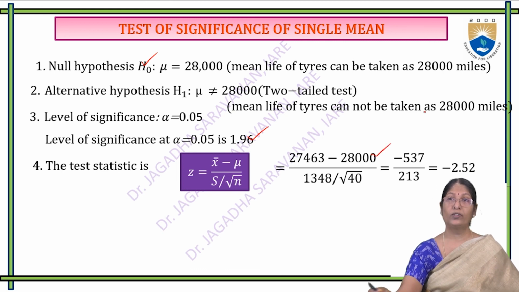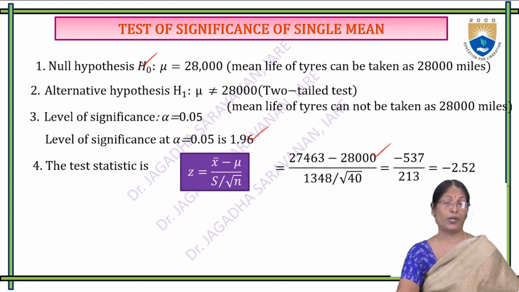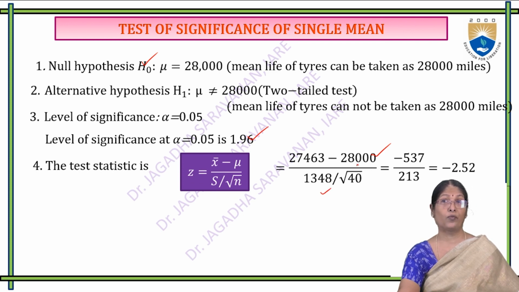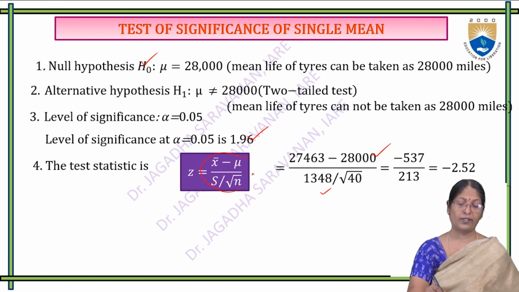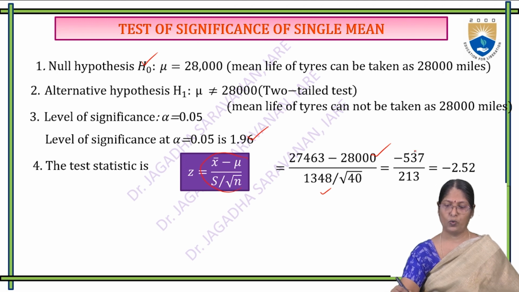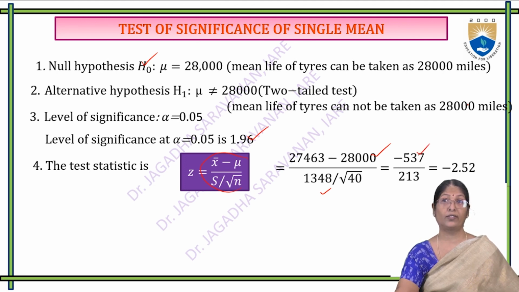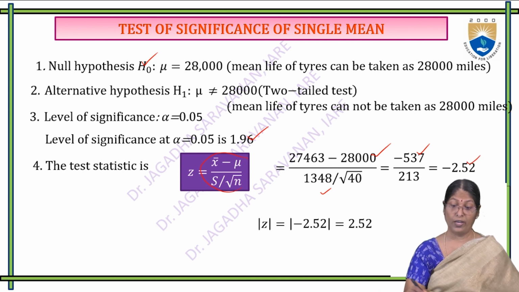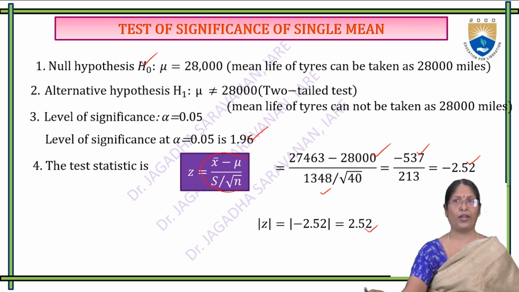Now the particular values are replaced here: 27,463 minus 28,000 divided by 1,348 divided by square root of 40. All the values are replaced in the test statistic. Finally we obtain minus 537 divided by 213, which is equal to minus 2.52. Here it is compulsory, whether it is positive or negative, to take the mod of the calculated value when comparing with the tabulated value. So 2.52.